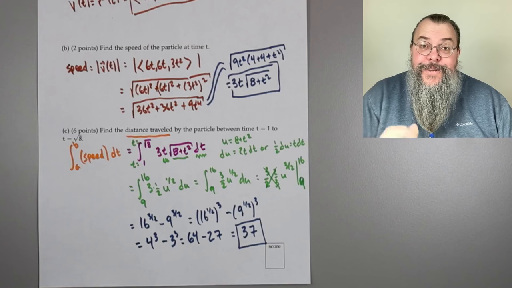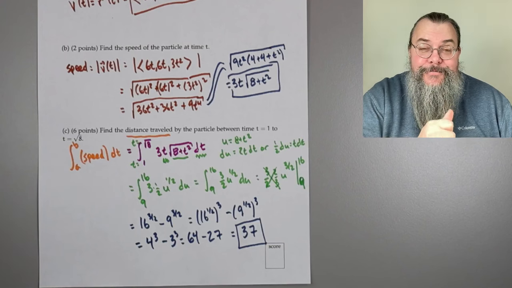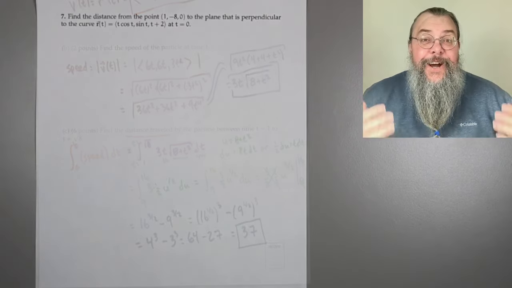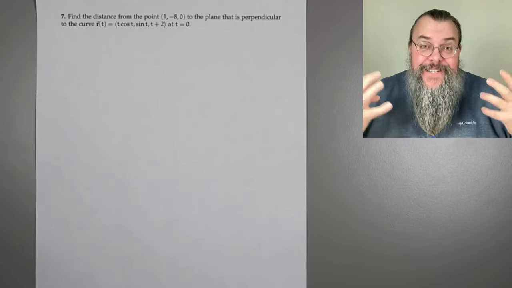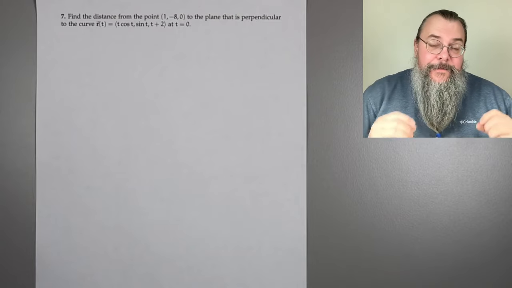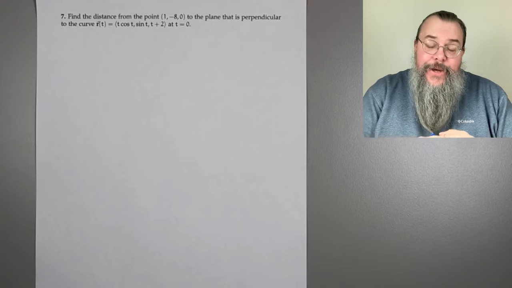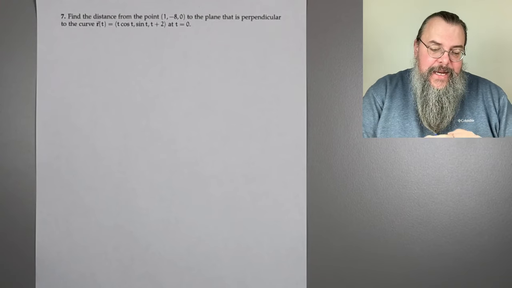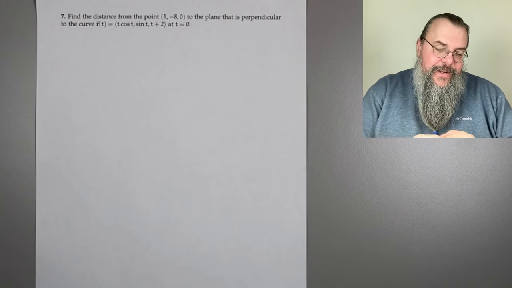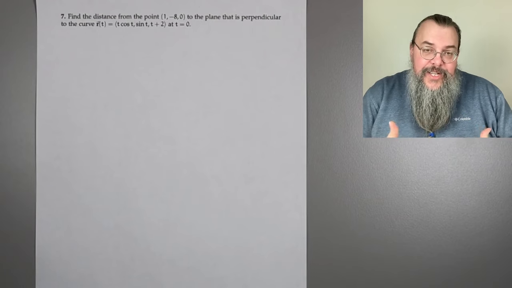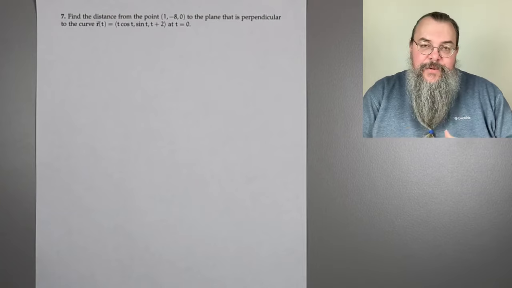Cool. One more to go. Let's take a look at that last problem. Our final problem, number 7. Find the distance from the point (1, -8, 0) to the plane that is perpendicular to the curve r of t equals (t, t cosine t, sine t, t plus 2) at time t equals 0.